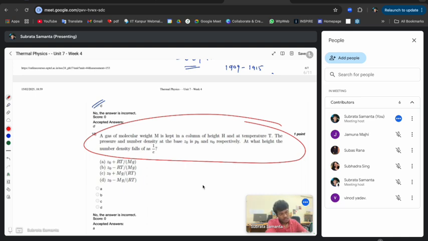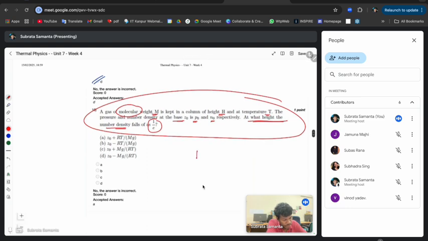Okay, so if there are no questions, then I will move to the last question. A gas of molecular weight m is kept in a column of height h at a temperature T. The pressure and the number density at the base are P0 and N0. At what height does the number density fall to 1 over e? So how does the number density or the pressure change with height?